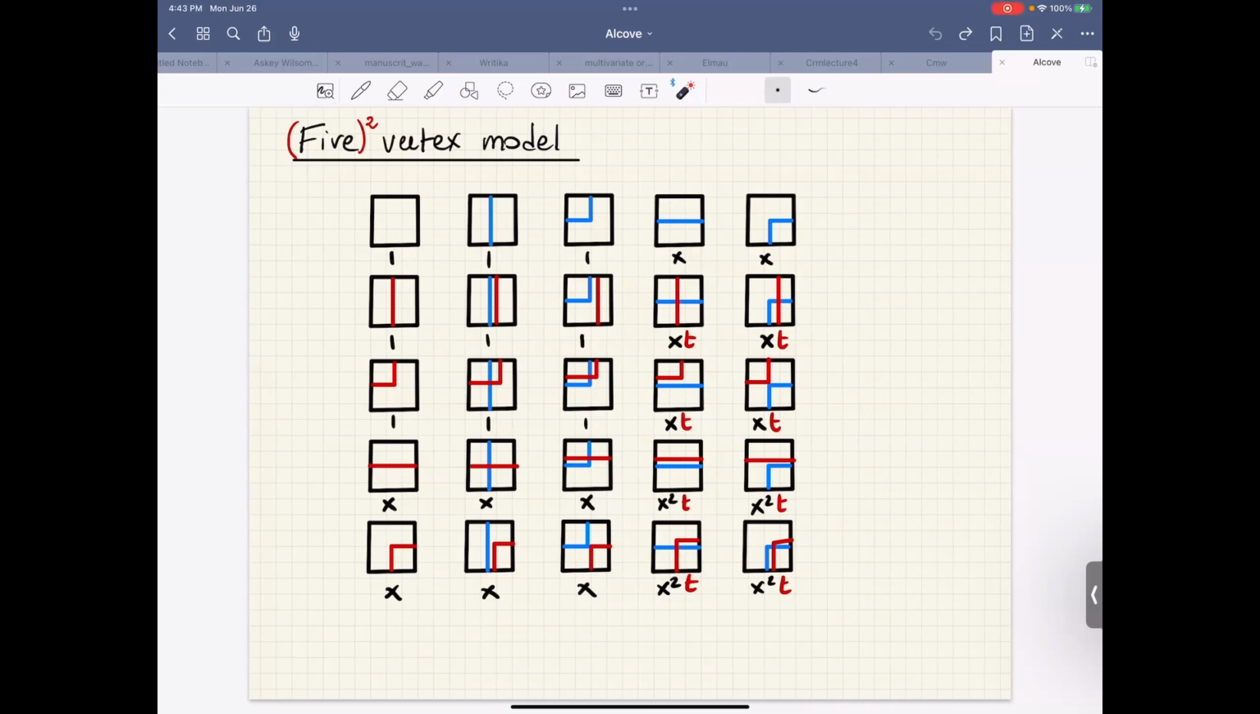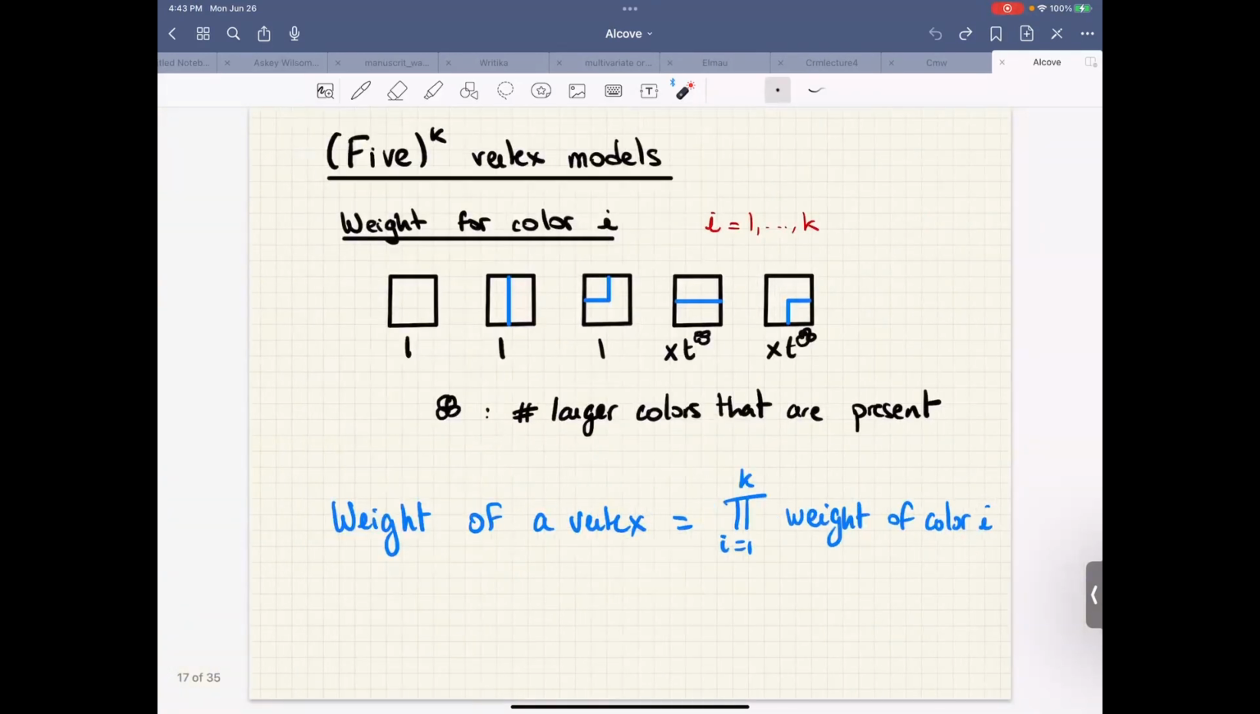Now I superimpose my 5 vertex models with colors, and now the interactions are just: T counts the number of colors that are bigger, that are present in a vertex, and when a smaller color exits to the right. So that's what I wrote on these slides here.